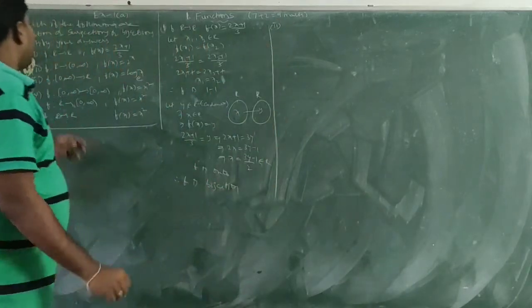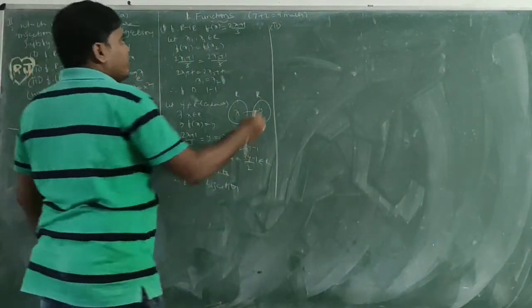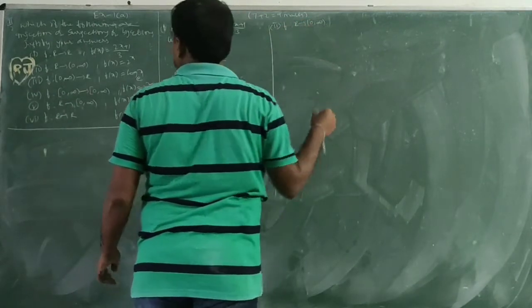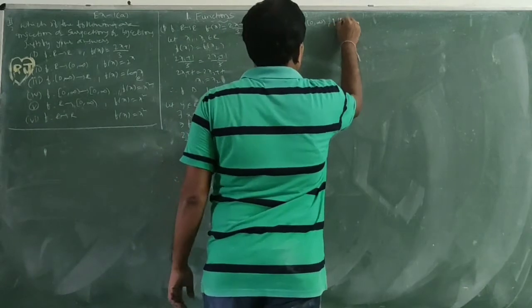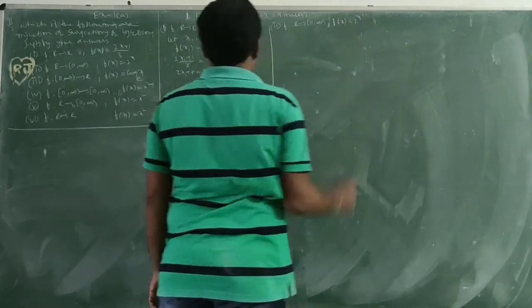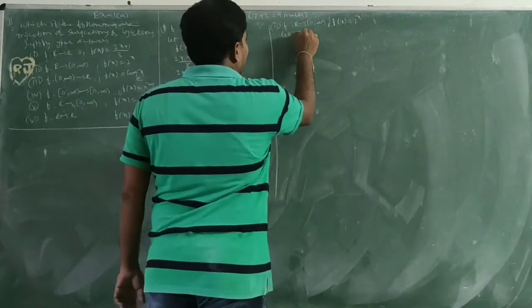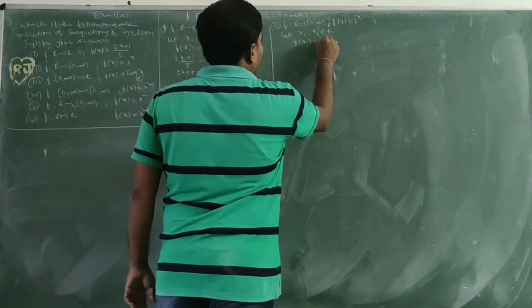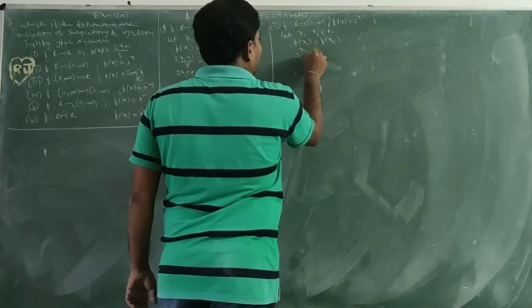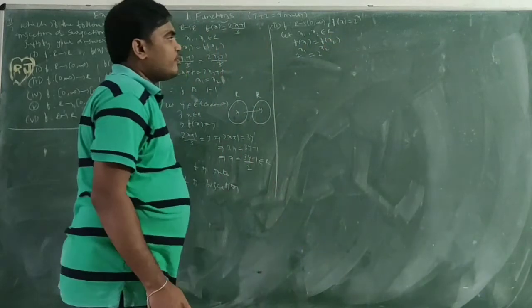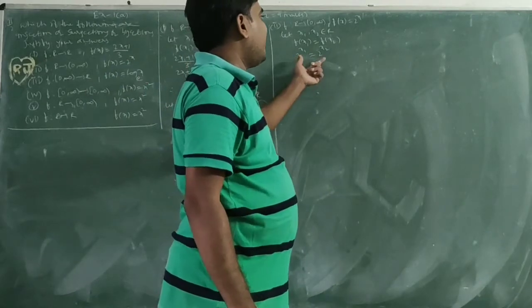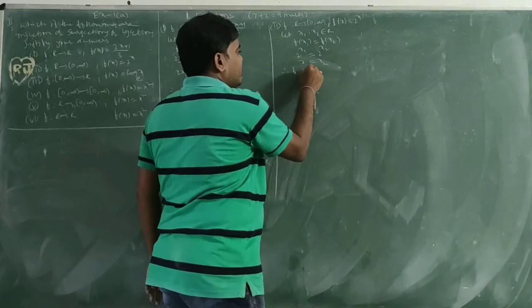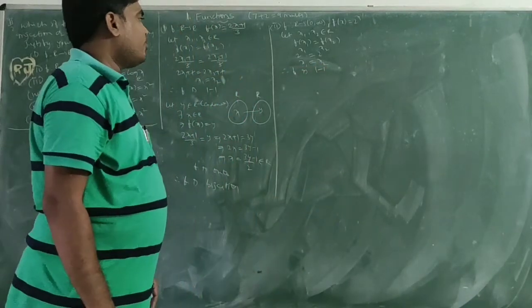Coming to the second one, f from R to (0, infinity), f of x equals 2 power x. Let two elements x1, x2 belong to R. f of x1 equals f of x2, so 2 power x1 equals 2 power x2. Bases are equal, so powers are also equal: x1 equals x2. Therefore f is one-one. Next.